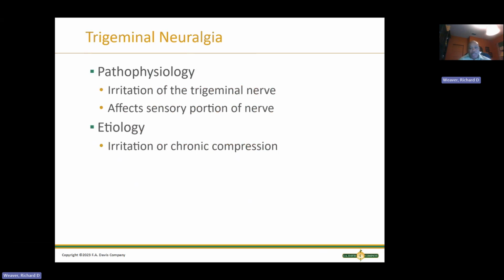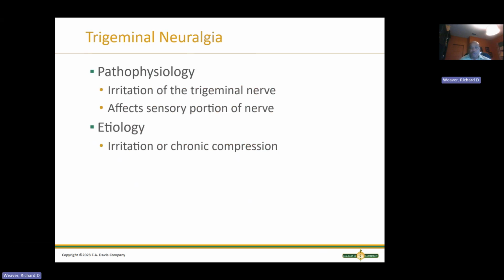The pathophysiology of trigeminal neuralgia, sometimes also called tic douloureux, involves the fifth cranial nerve, the trigeminal nerve. This nerve has three branches that include both sensory and motor function. The branches innervate areas such as the face, including the forehead, the nose, the cheek, the gum, as well as the jaw. Trigeminal neuralgia affects only the sensory portion of the nerve.